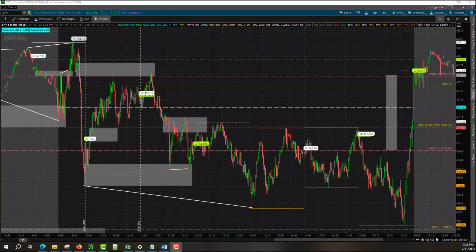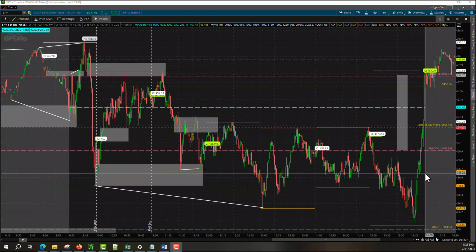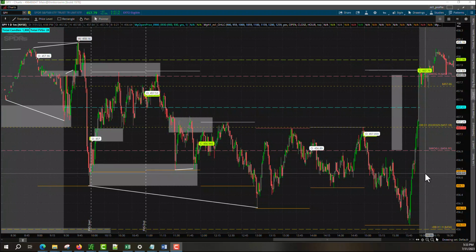Alright, let's do an end of day review for today. Today is Monday, July 31st, 2023, and this is the last trading day for the month of July. And we can see this is the 1 minute time frame.